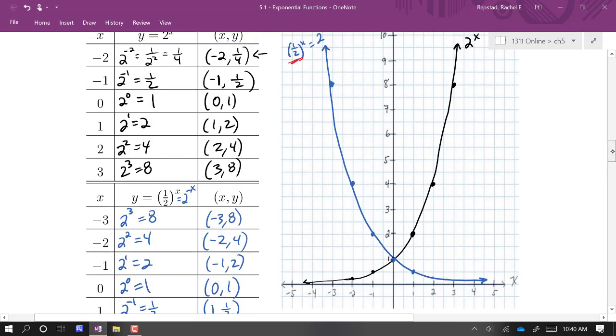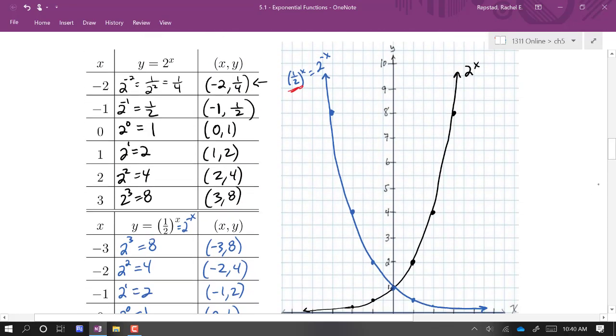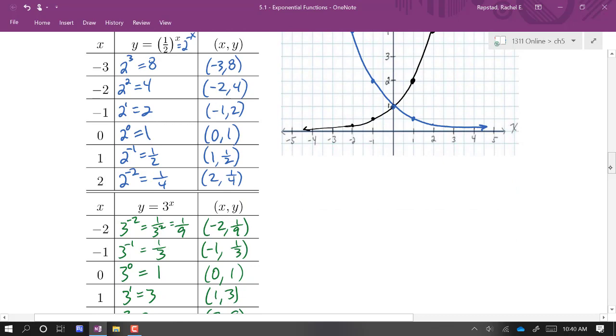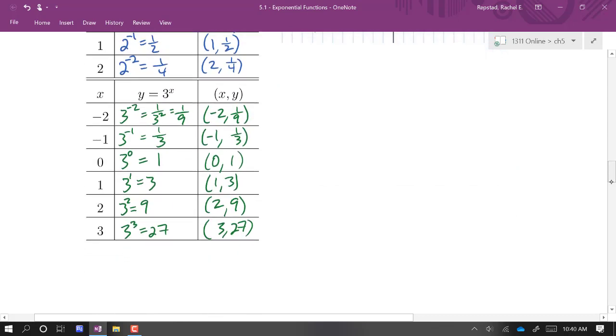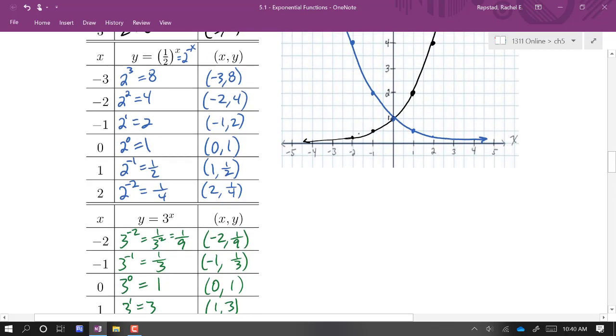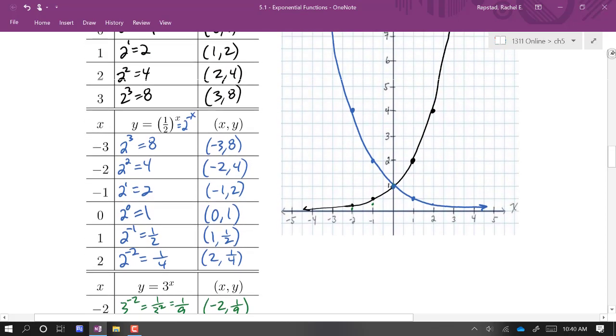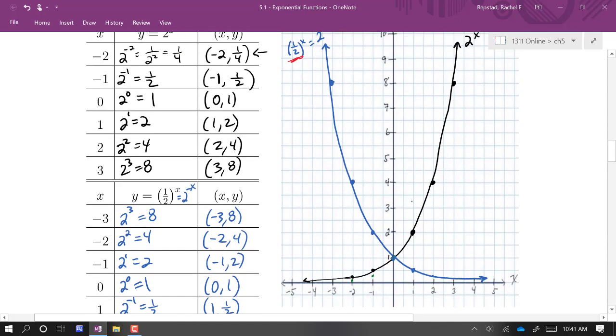Now my y-axis doesn't go quite high enough, so I'm not going to include the point 3, 27. That would be off the page even. But I can plot the rest of these. Let's see. We have -2, 1/9. That's just super tiny. -1, 1/3. That's a little less than 1/2. And it goes through 0, 1. It goes through the point 1, 3. And it goes through the point 2, 9.